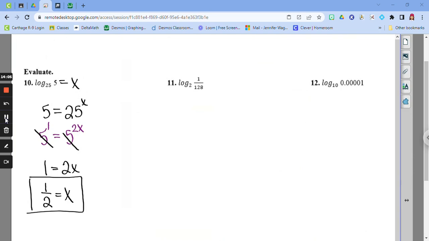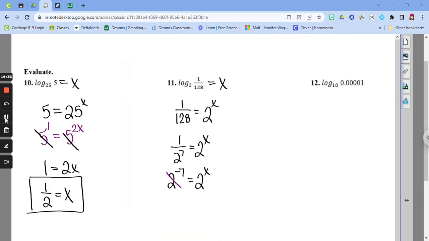All right, so 11. Again, we're going to let it equal x. I'm going to bring it out. 1 over 128 equals 2 to the x. So 128 is 2 to the 7th. Keeping in mind, you can't have 1/2 versus 2 as your bases. So I need to make that as 2 to the -7 equals 2 to the x. When we drop our bases, x is -7.